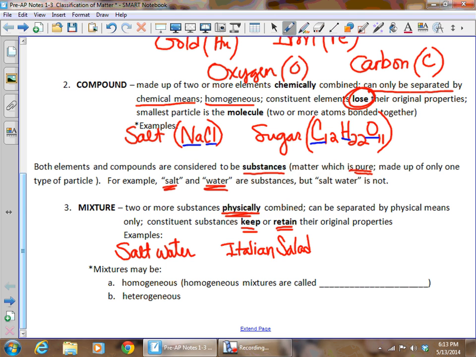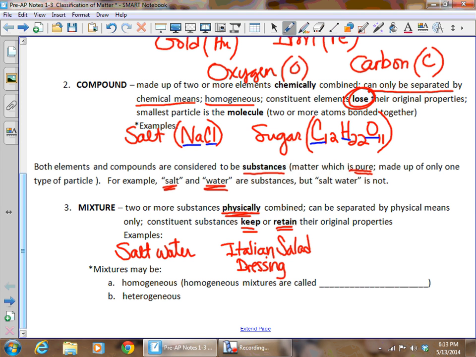Italian salad dressing would be an example of a heterogeneous mixture because you could see the different parts. If you shake it up, it'll stay mixed, but if you let it sit for very long, it separates out. You can see the herbs, you can see the oil, you can see the water. You can see the different parts. It's a heterogeneous mixture. Salt water, on the other hand, is a homogeneous mixture.